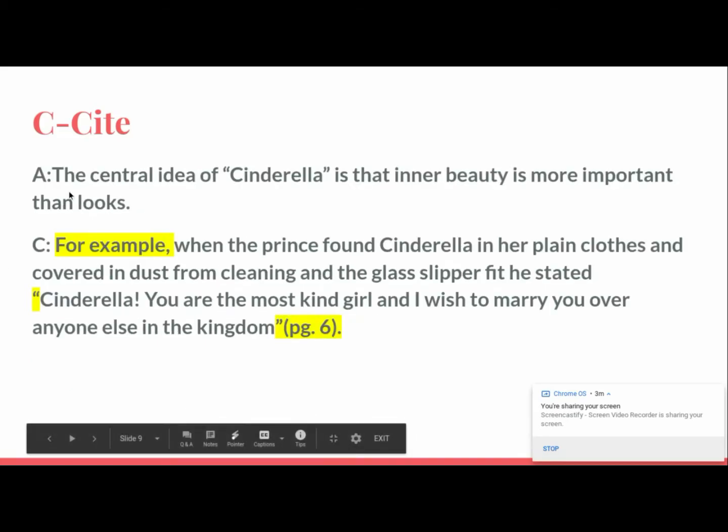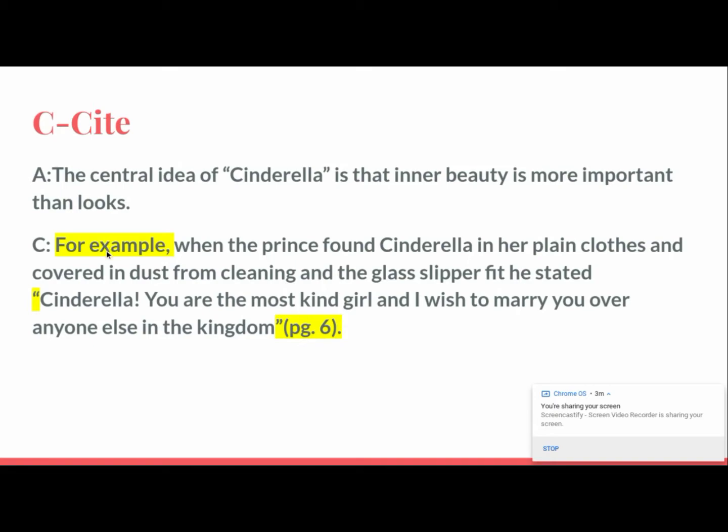So our A sentence would be, the central idea of Cinderella is that inner beauty is more important than looks. For example, so now we're going to try to prove this. So for example, when the prince found Cinderella in her plain clothes and covered in dust from cleaning and the glass slipper fit, he stated, "Cinderella, you are the most kind girl, and I wish to marry you over anyone else in the kingdom." So the fact that he said you're the most kind girl, did he care if she was the most beautiful? No.